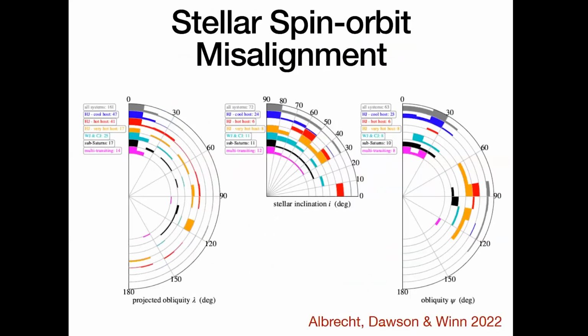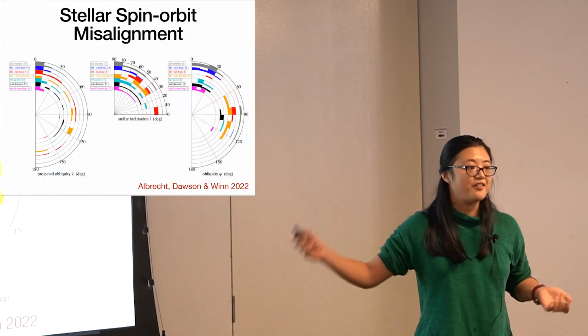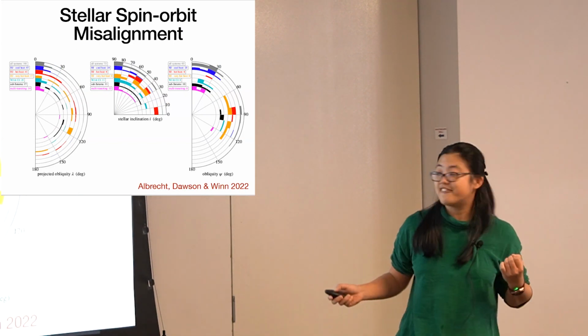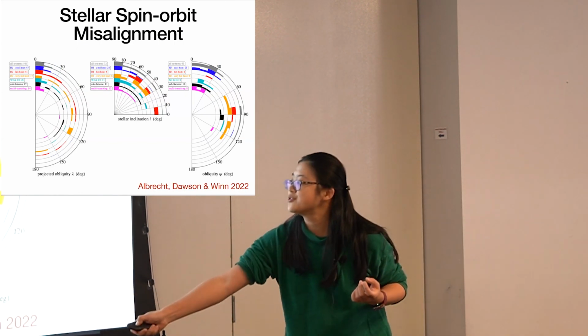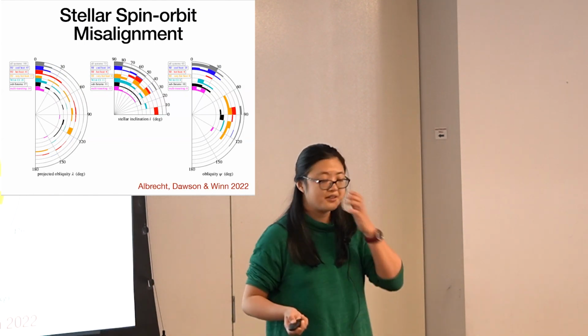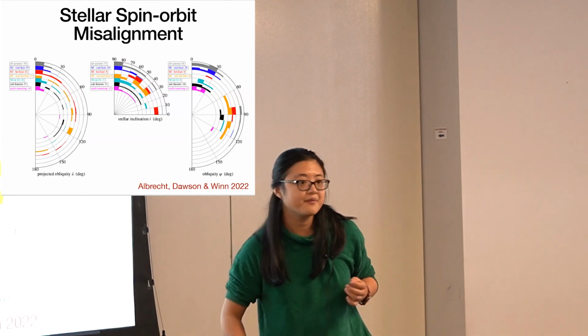So doing these Rossiter-McLaughlin measurements for the stellar misalignment, so far more than 100 systems have the spin orbit misalignment measured. And interestingly, this can vary across a wide range of stellar spin obliquity, or spin orbit misalignment, up to around 180 degrees from the projected obliquity.